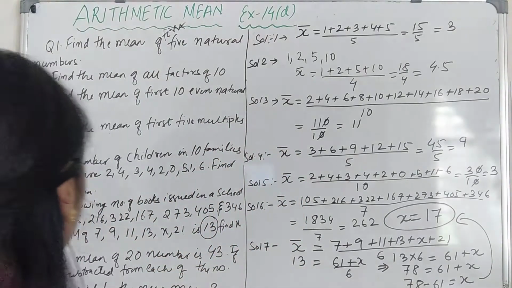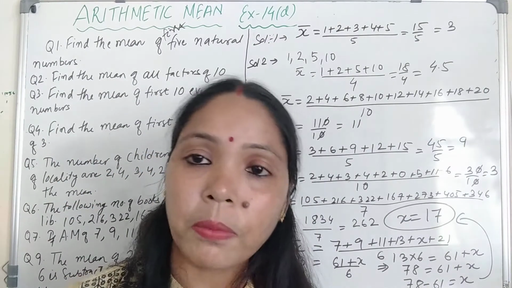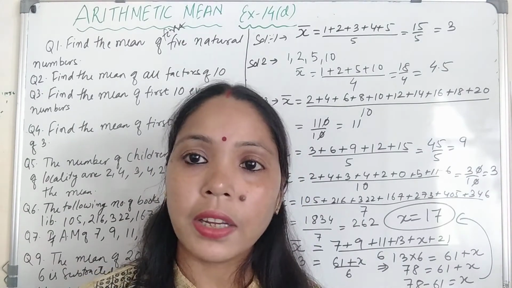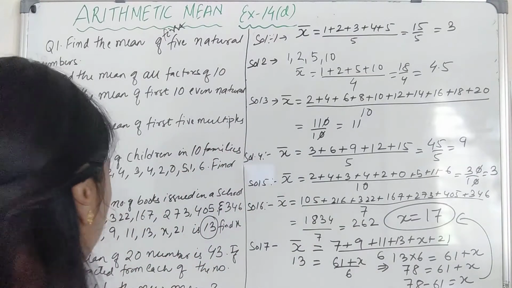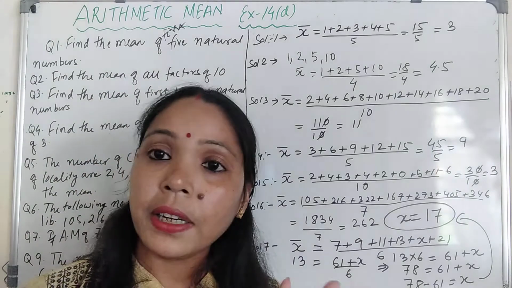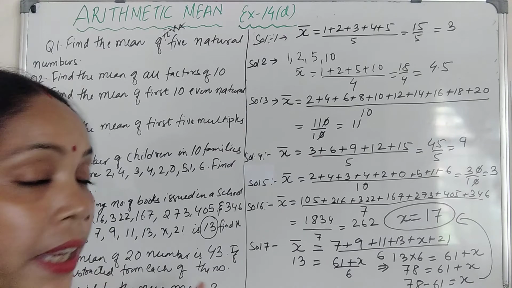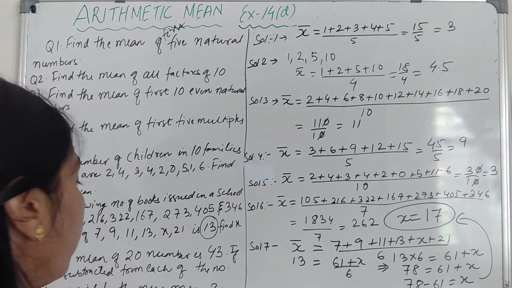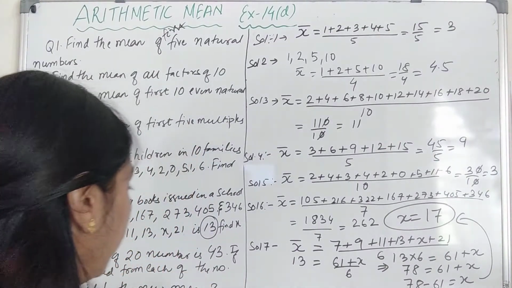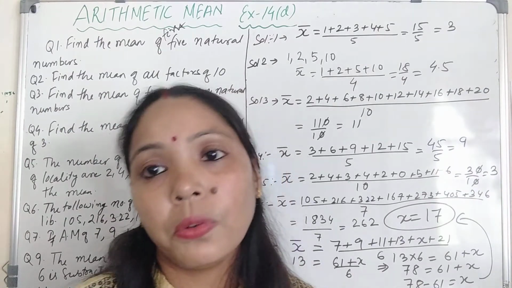Now the last question, question number 9. For question number 8, you have to use the same formula, sum of the observations divided by the number of observations. So please try it yourself. Now question number 9. The mean of 20 numbers is 43. If 6 is subtracted from each of the numbers, what will be the new mean? It means if you subtract the 6 from each number, then what will be your new mean?